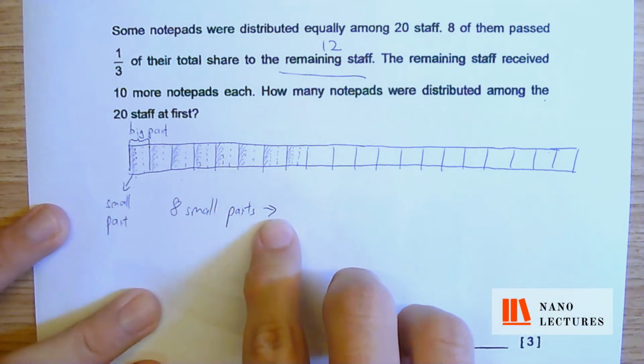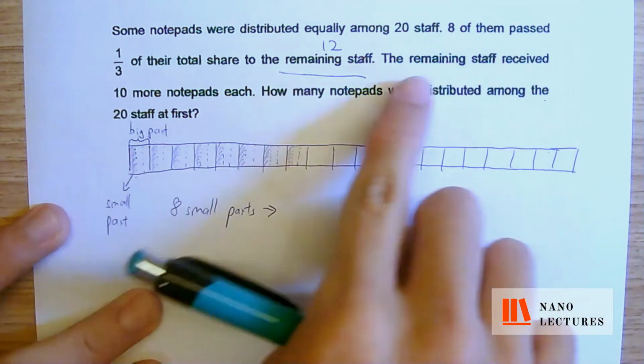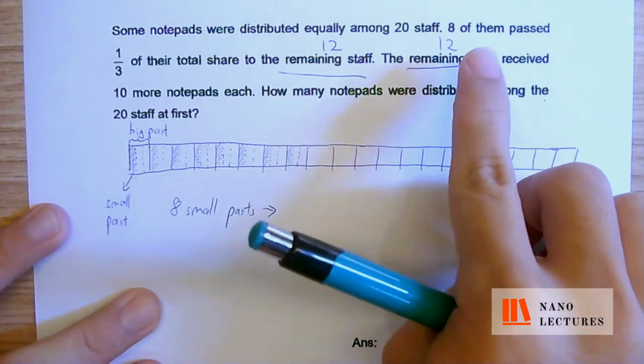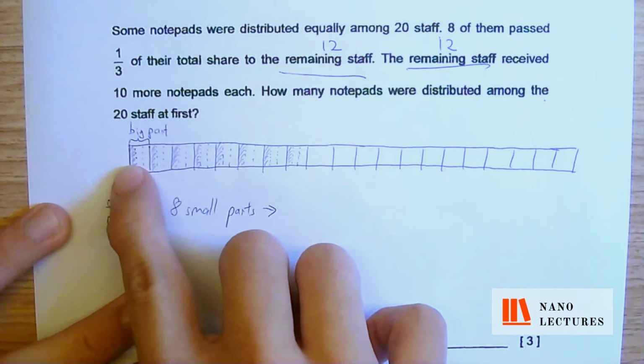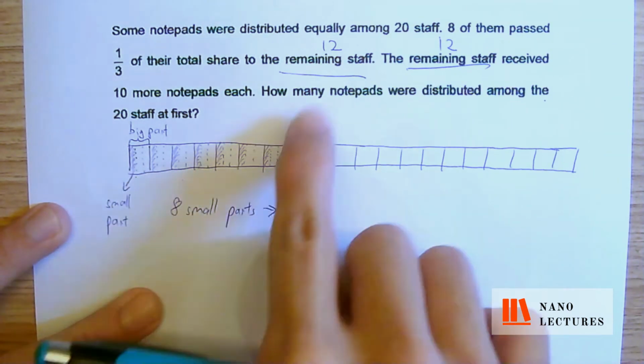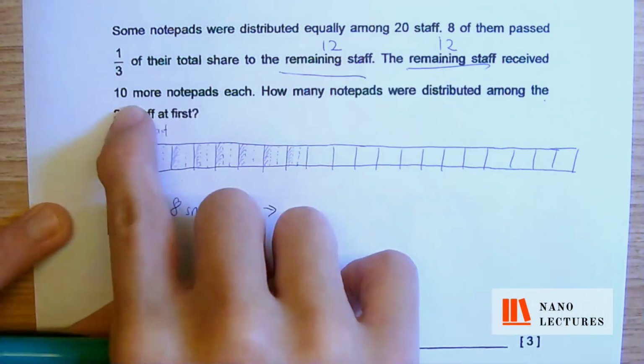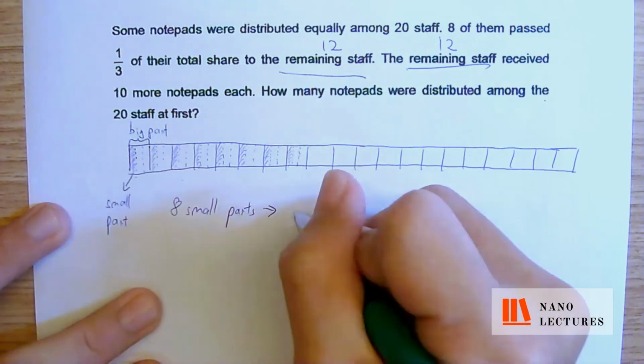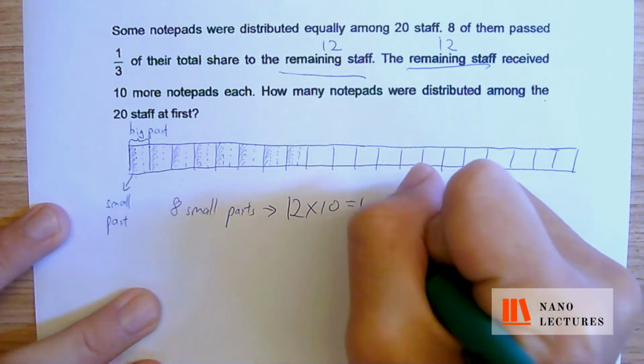So I'm going to put 8 small parts is actually equal to 10 times 12. Because remaining staff is what? Remaining staff is 12, right? 8 of them pass 1/3 of the share to 12, and each of the 12 receive 10 more. So which means that 8 small parts is equal to 12 times 10, giving us 120 notepads.